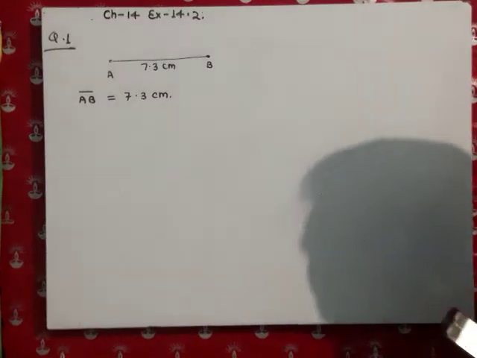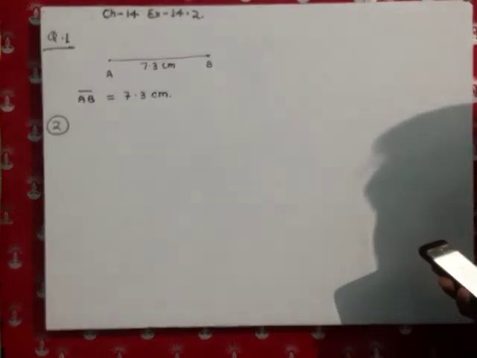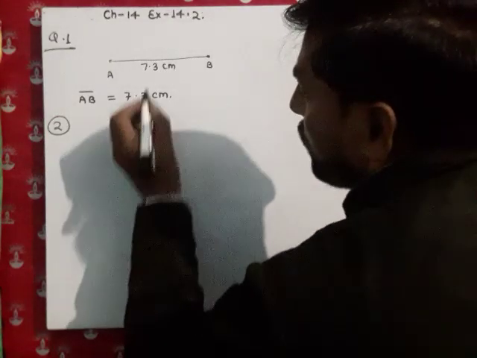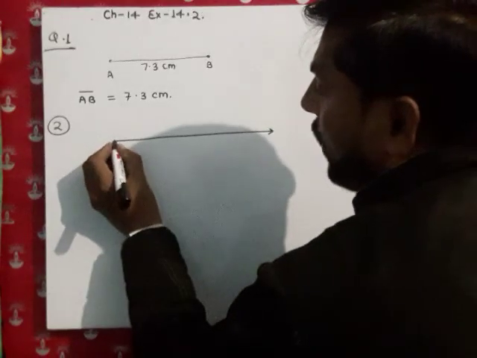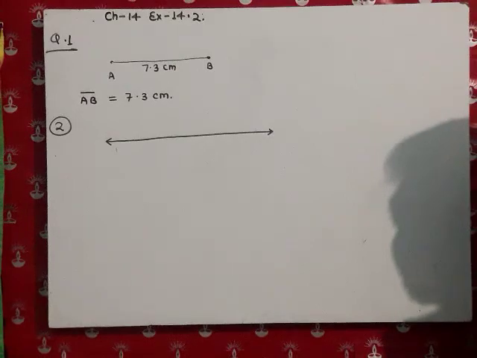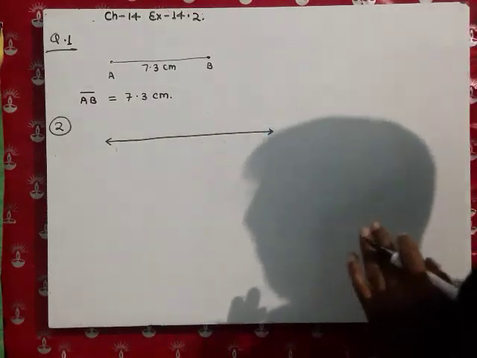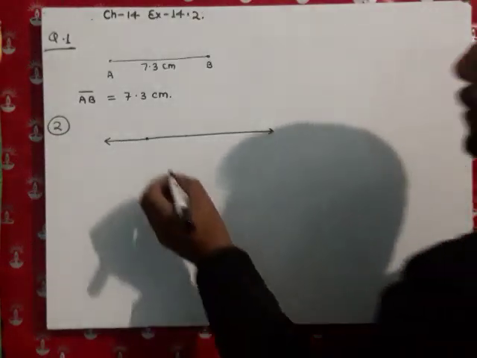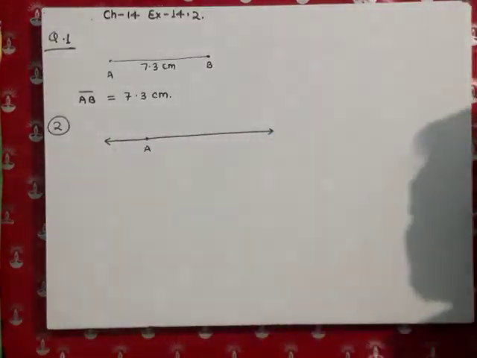Now go to question number 2. The question is saying: construct a line segment of length 5.6 centimeters using ruler and compasses. So here, what you have to do, simply, is draw one line of a length of your choice. Now you have to take one point. That point is known as point A.